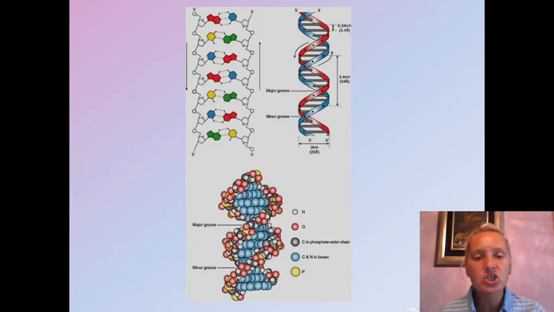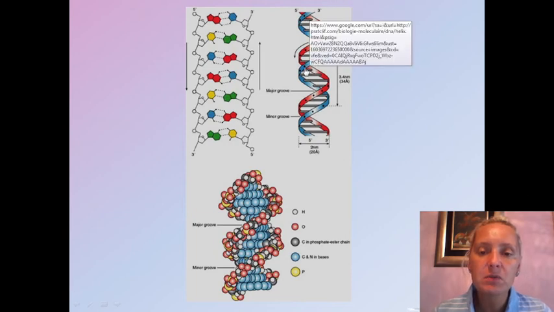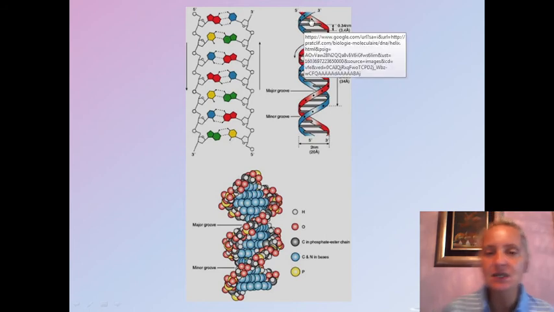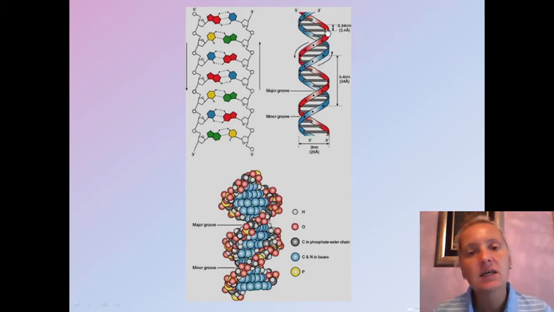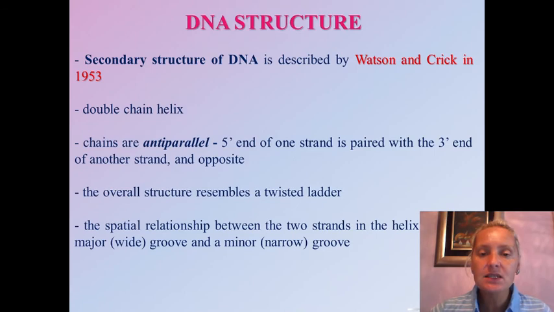So one chain goes, and here is the figure, in the direction 3' to 5', and these are the credits from the sites where I borrowed these. And then from 5' to 3' is the second strand. What else did they describe? The chains are anti-parallel. So the 5' end of one strand is paired with the 3' end of another strand, or opposite.